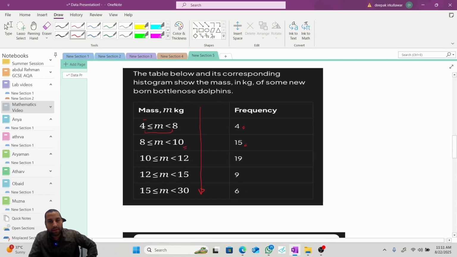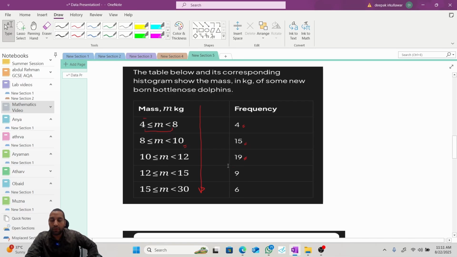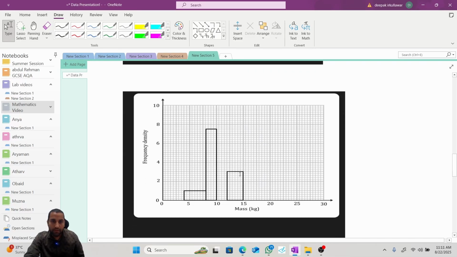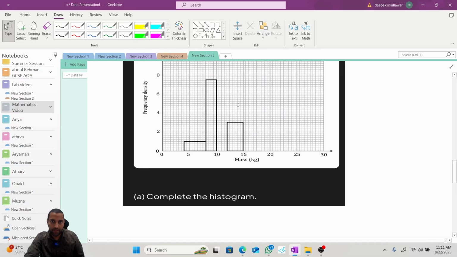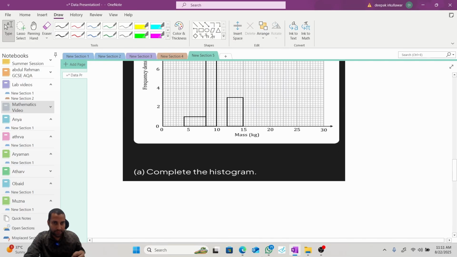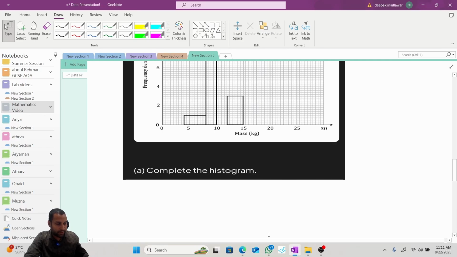So similarly you are given data like this. Next is mass greater than or equal to 10 and less than 12, 19 dolphins were born. So like this they have given data. When I look into this table, this is what I could understand. Now, the question says complete the histogram. The question isn't complete, so let me complete the question first. First thing is complete the histogram.